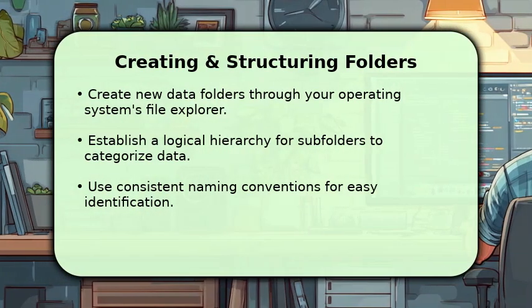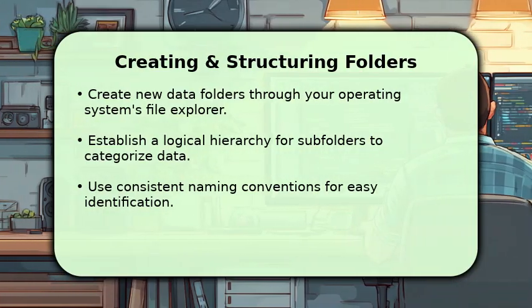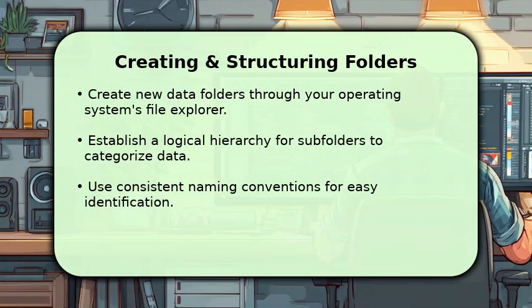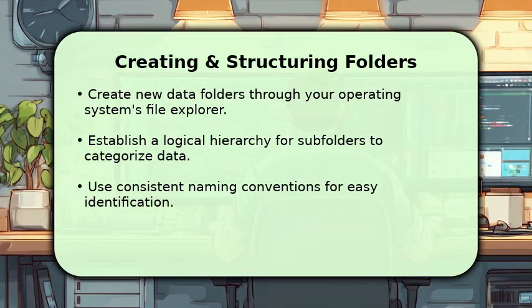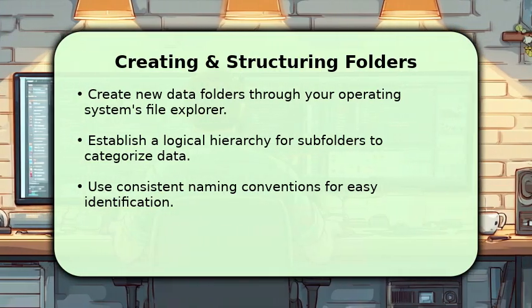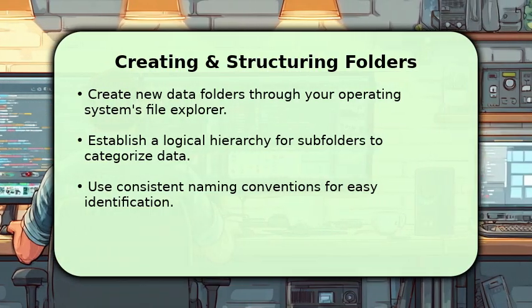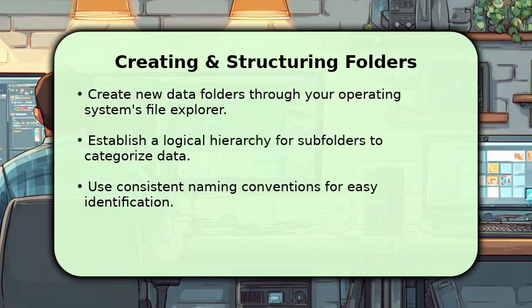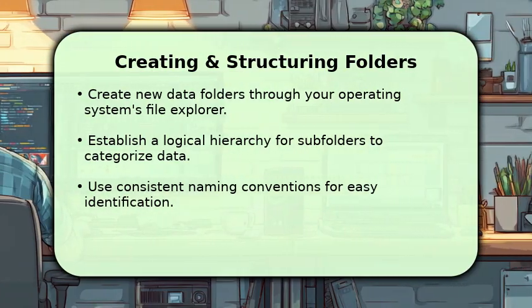Creating a new data folder is straightforward, typically done with a right-click in your File Explorer. The real power comes from structuring these folders logically. For instance, you might have a main folder for projects, with subfolders for Client A, Client B, and so on. Consistent naming, like YYMMDD project name, helps immensely. This systematic approach prevents clutter and makes navigating your files much more intuitive, saving you valuable time.